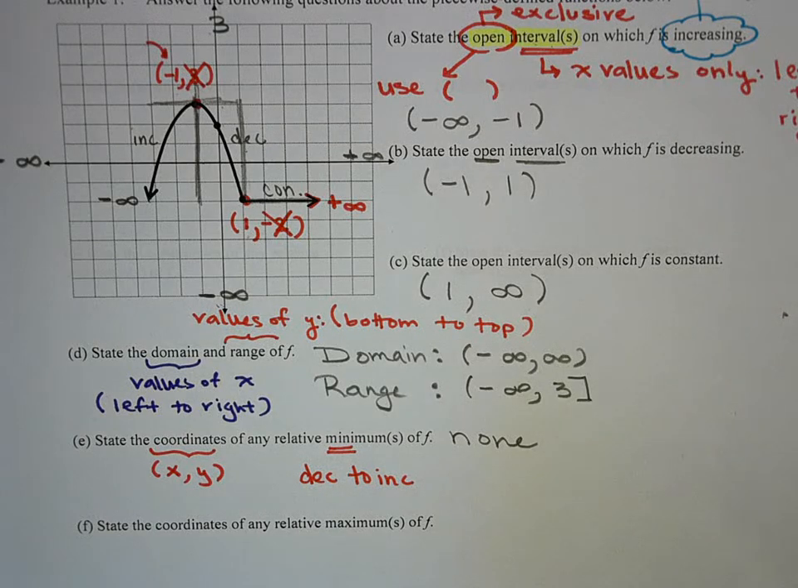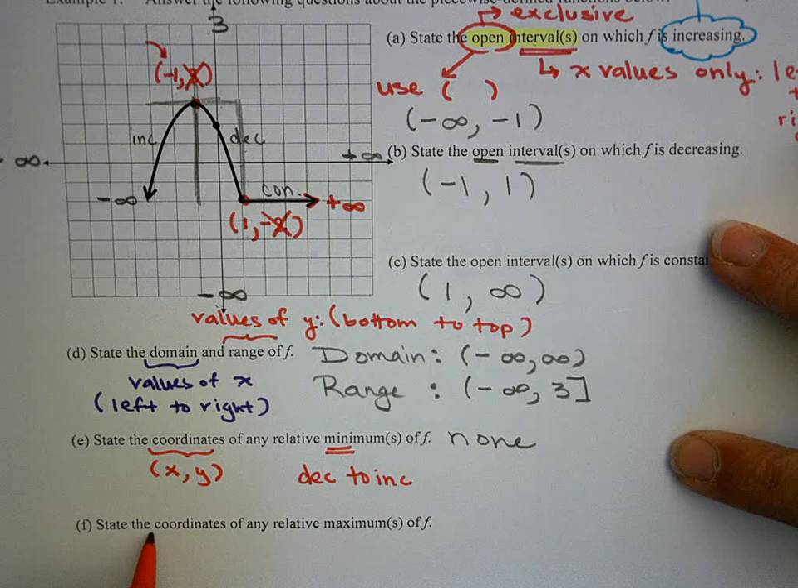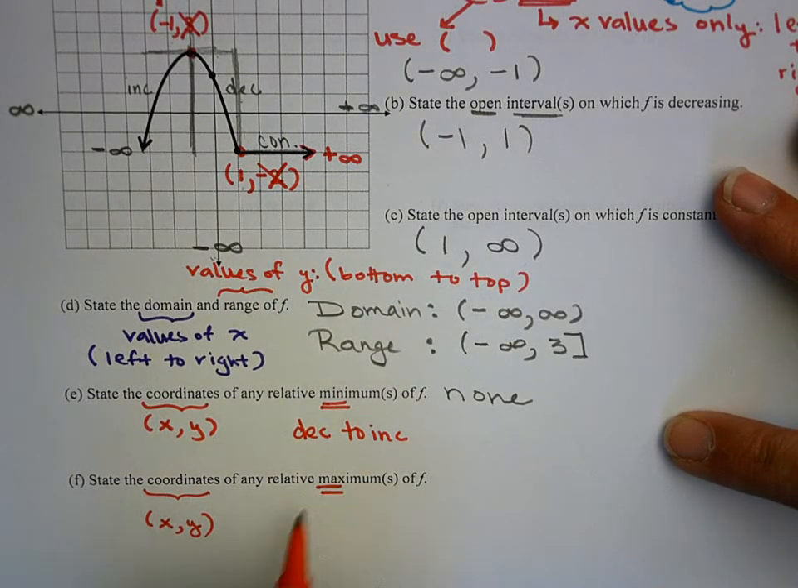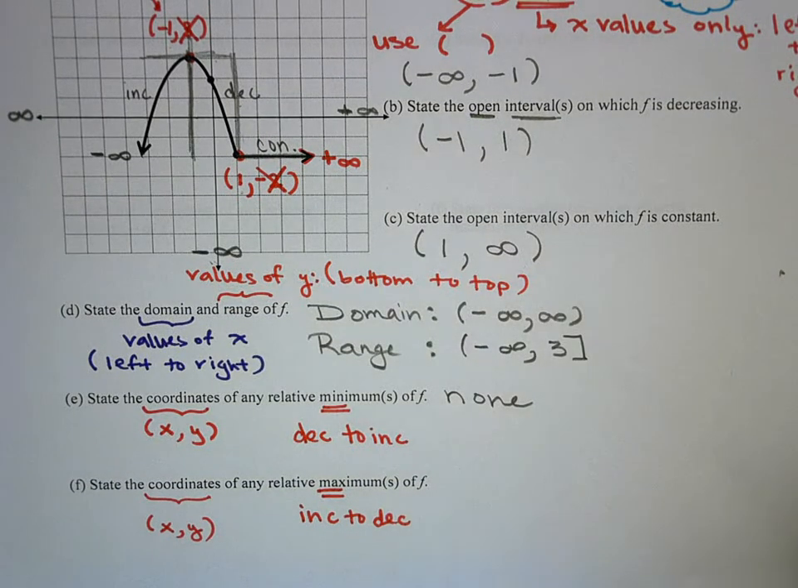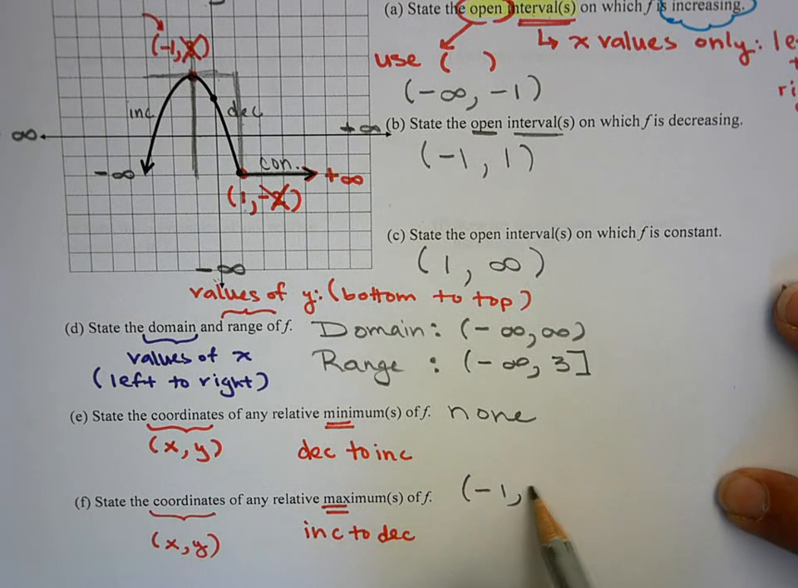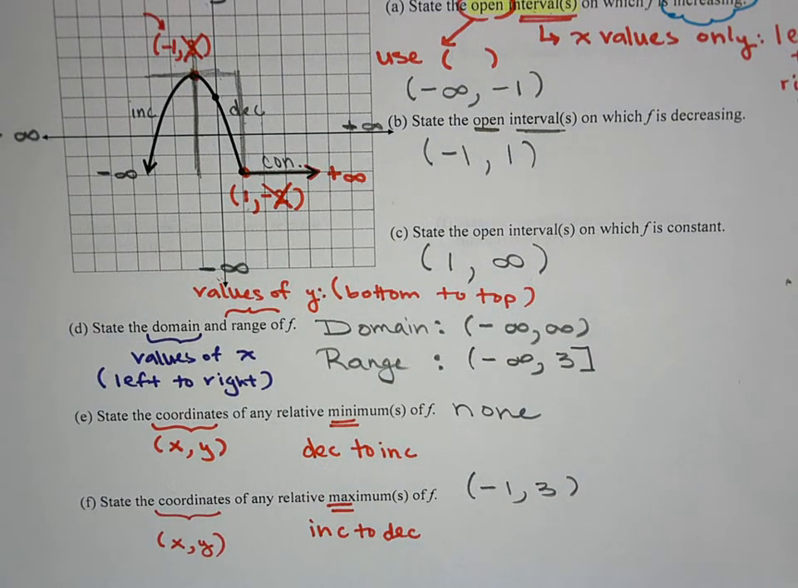All right, what about relative maximum? Again, they want a coordinate, right? So whenever they want a coordinate, they want an x value and then a y value. In order for us to have a relative maximum, the definition is when the graph changes from increasing to decreasing. So if we look at our graph up here, our function is going from increasing to decreasing, and that occurs at this ordered pair or coordinate, right here. And so we have to give the x and the y value. So that would be at (-1, 3).